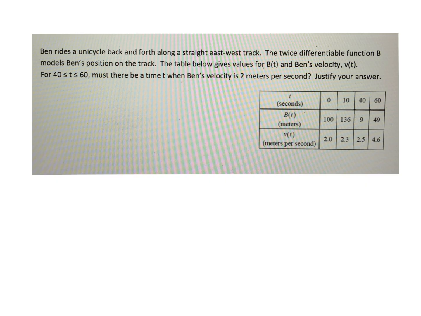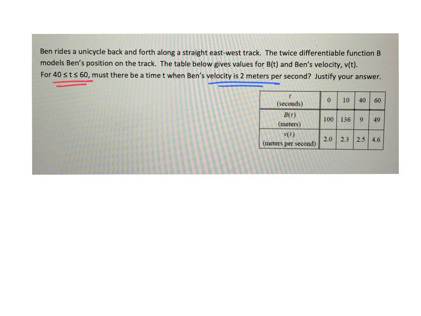Ben rides a unicycle back and forth along a straight east-west track. As he does, the twice-differentiable function B models Ben's position on the track. The table below gives the values for B of t and Ben's velocity v of t for 40 ≤ t ≤ 60. Must there be a time t when Ben's velocity is 2 meters per second? Justify your answer. All right, let's do it.